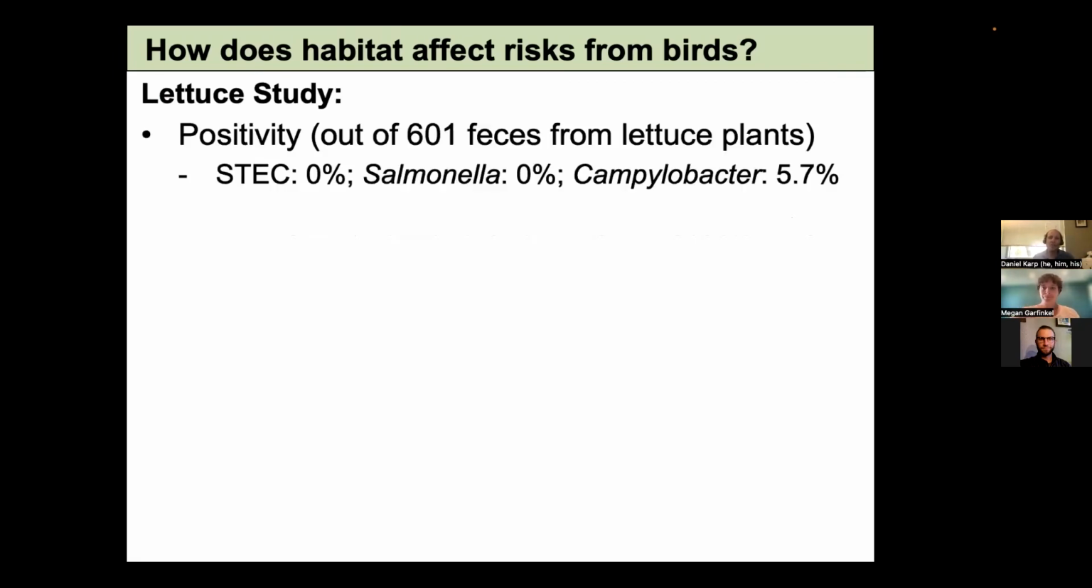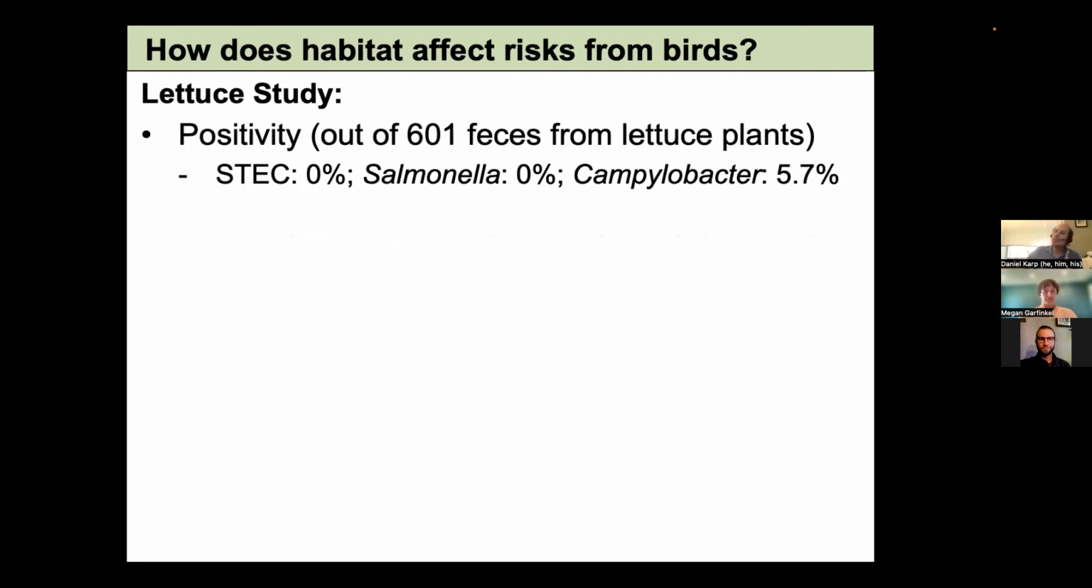Well, of the 600 feces that we collected on lettuce plants, here we have 0% tested positive for the Shiga toxin producing E. coli, 0% tested positive for Salmonella, and about 5.7% tested positive for Campylobacter.